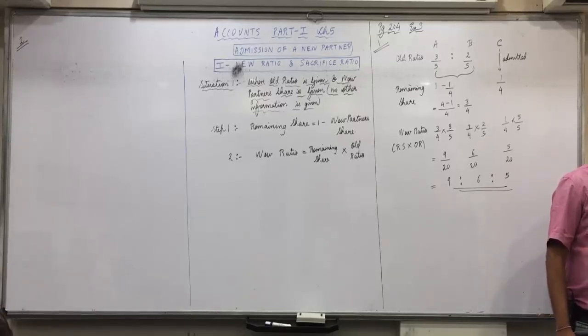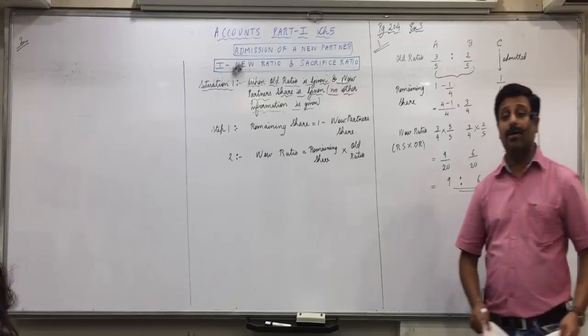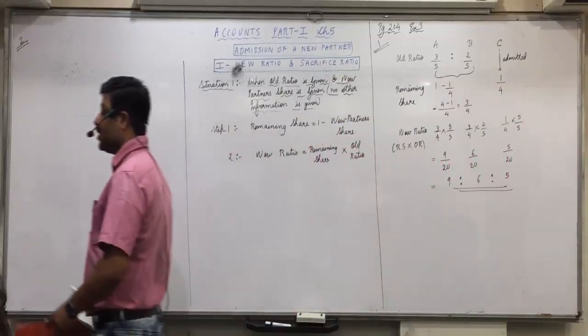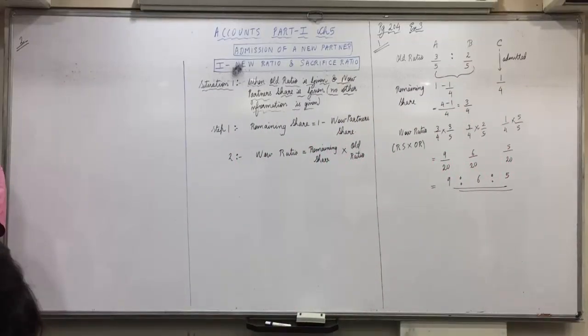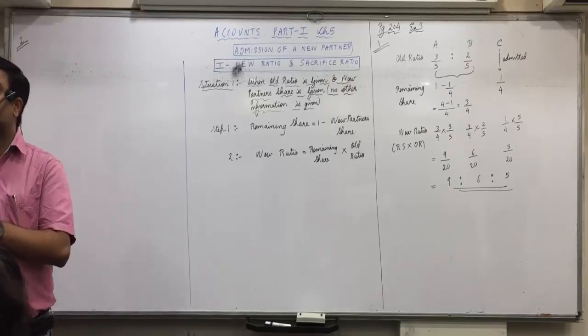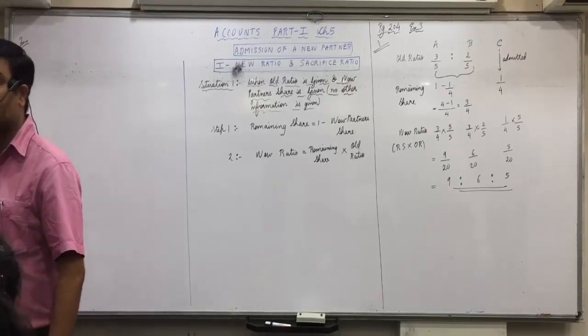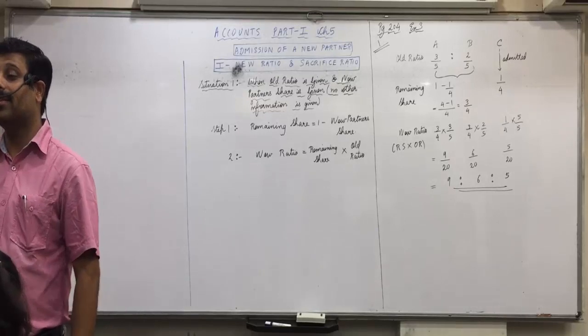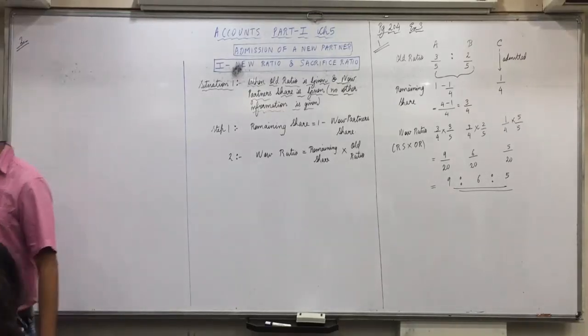Question 2 on the same page. A and B are the partners sharing profit and loss in the ratio 4/5 and 2/10. What is this 4/5 and 2/10?